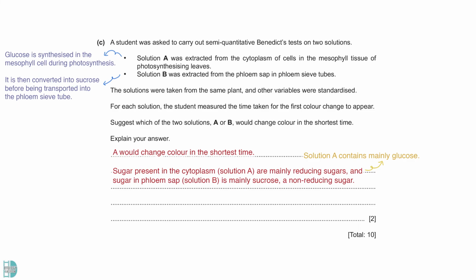In solution B, the sugar present is mainly sucrose, which is a non-reducing sugar. Benedict's solution does not react with non-reducing sugar, so the time taken for color change in solution B would be slower.